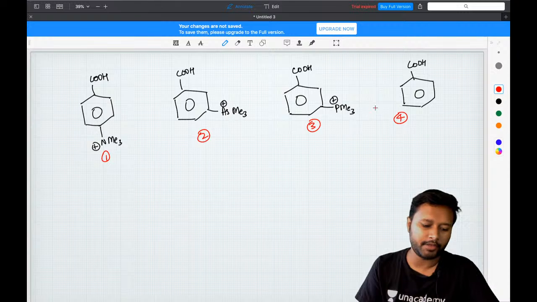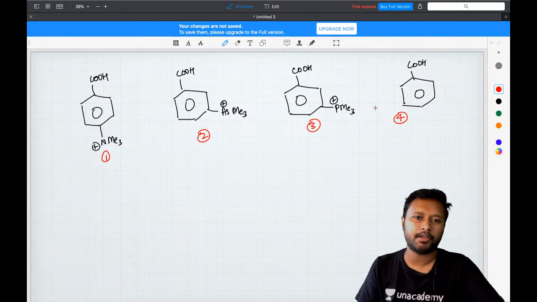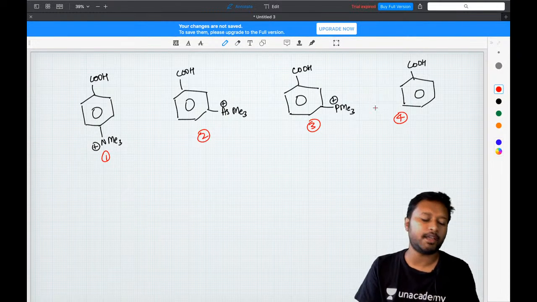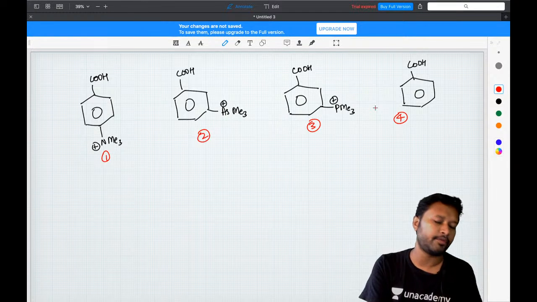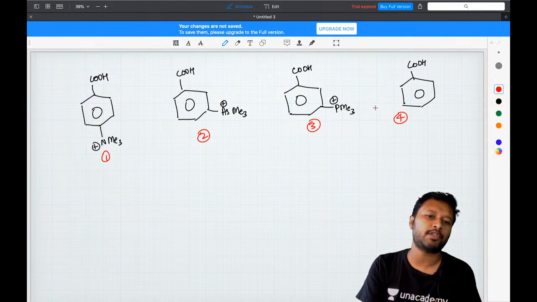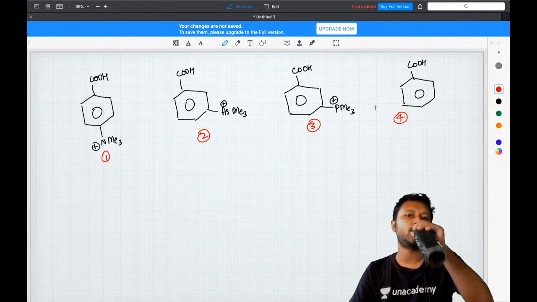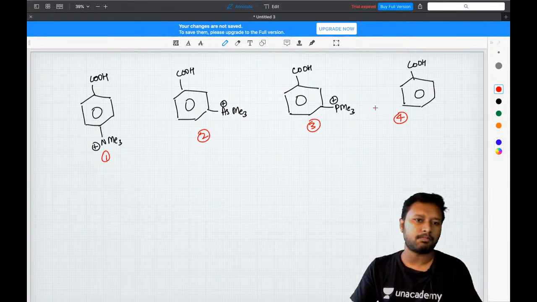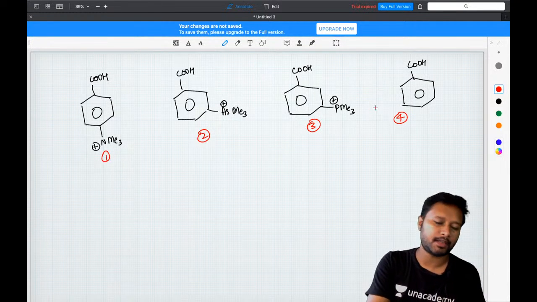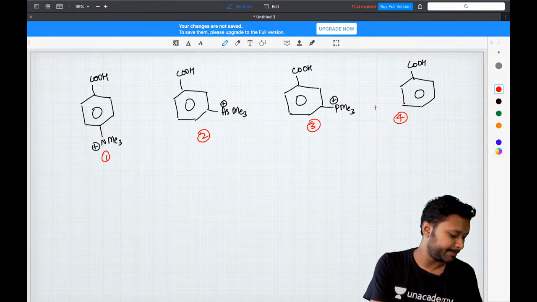How to tell the more acidic proton in any compound? In any compound you have to look for a particular hydrogen. If it is removed, the negative ion which is formed, whether it is stable or not. I'll give you some examples, we will do examples of that also.